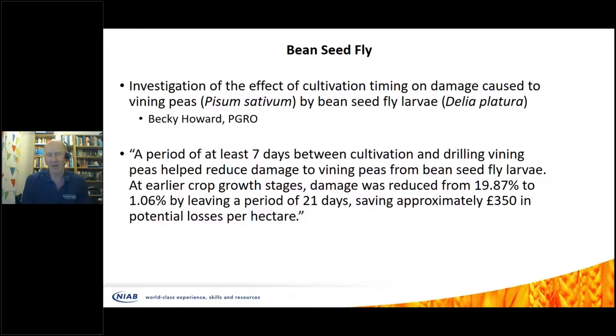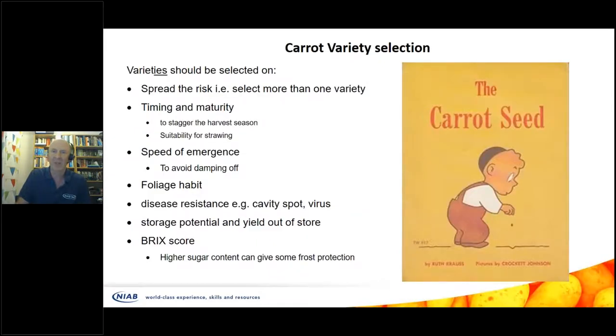Now that's important across a number of crops. The bean seed fly also affects onions and leeks, particularly leeks. In May drilled leek crops, we've seen whole crop losses where the crop's been drilled too late and the bean seed fly have just wolfed the whole lot down, a bit like cabbage stem flea beetle in oilseed rape. So understanding the life cycle, which Becky's work helps with, can help us look at drilling dates and other strategies to control or at least escape that damage.